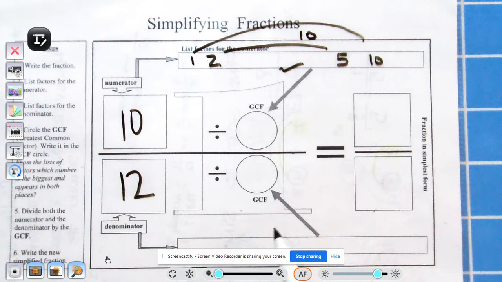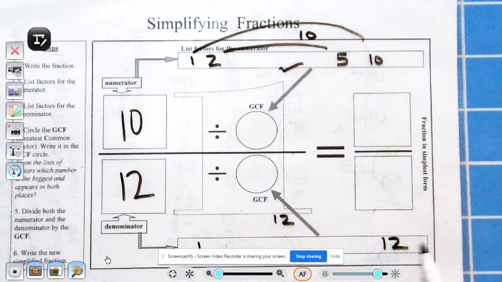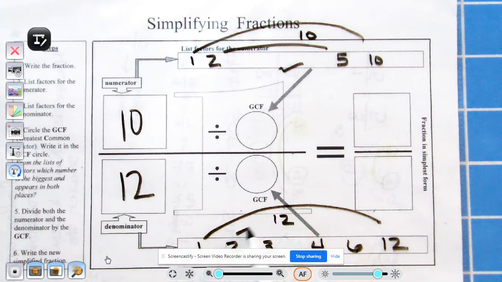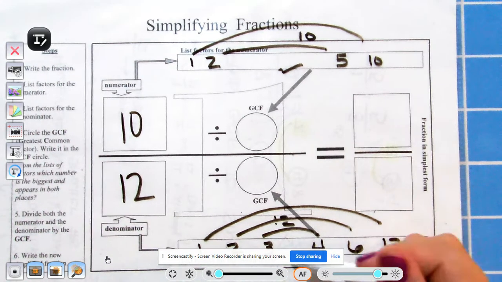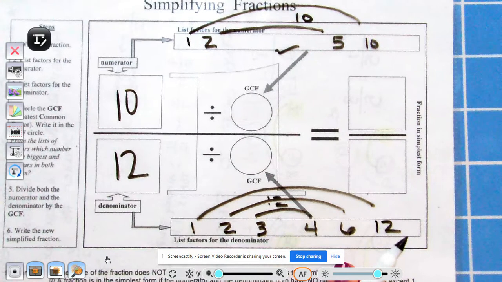All right, factors for 12. We have 1 times 12, 2 times 6, 3 times 4. There are no whole numbers left between 3 and 4, so that's how we know we're finished. We've met in the middle.